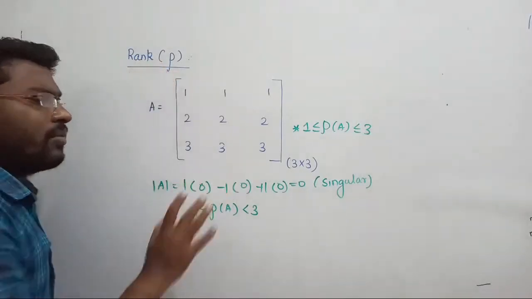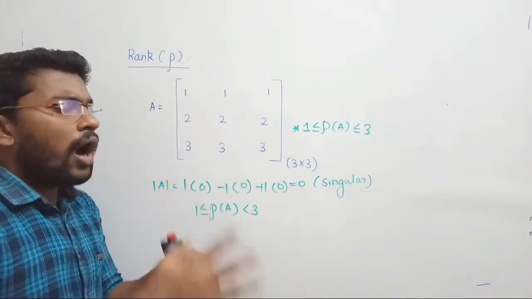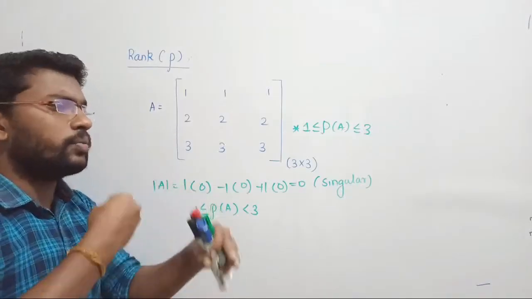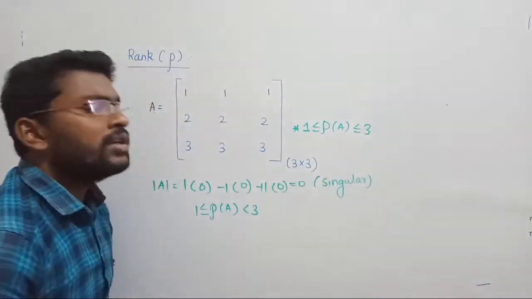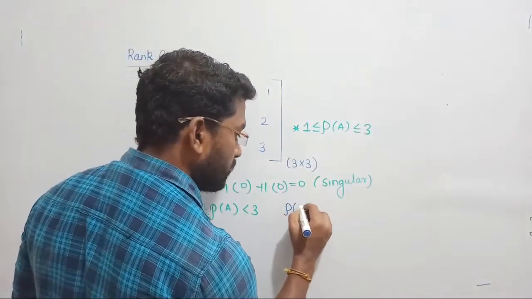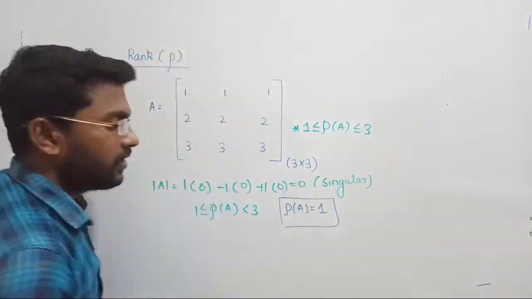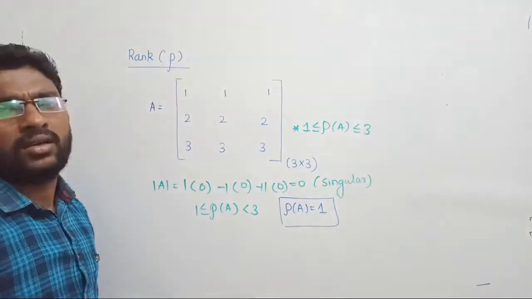For the given matrix, the determinant of all possible combinations of 2 cross 2 matrix is going to be equal to 0, such that the rank of the matrix can be directly written as 1. So the rank of the matrix is going to be equal to 1. Clear? Are you guys understanding?